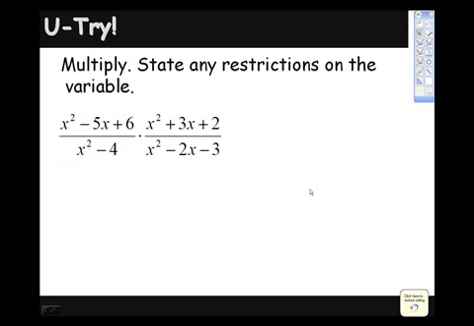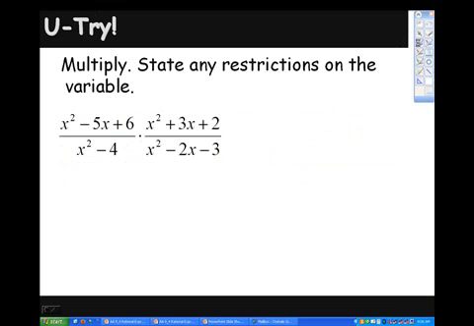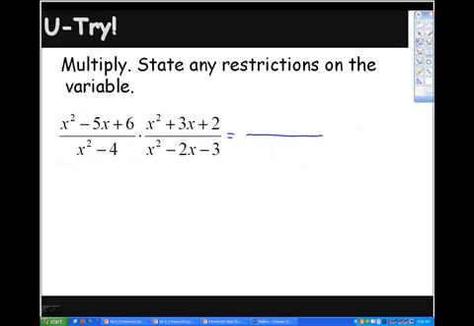Here's another one for you to try. Let's see, we've got a lot of factoring to do here. I'm going to start where the easy stuff is. This bottom one is just x plus 2, x minus 2.